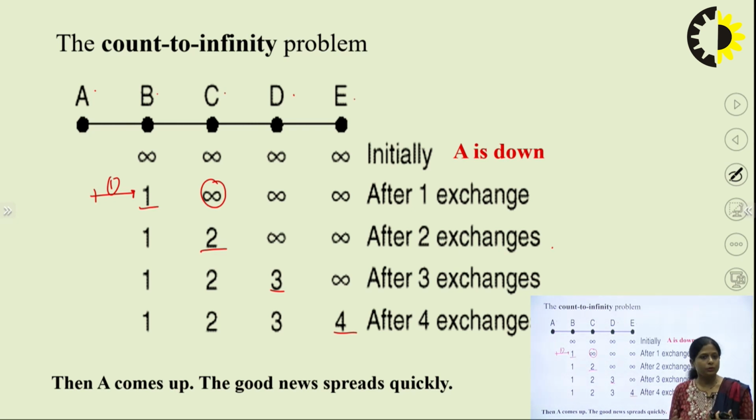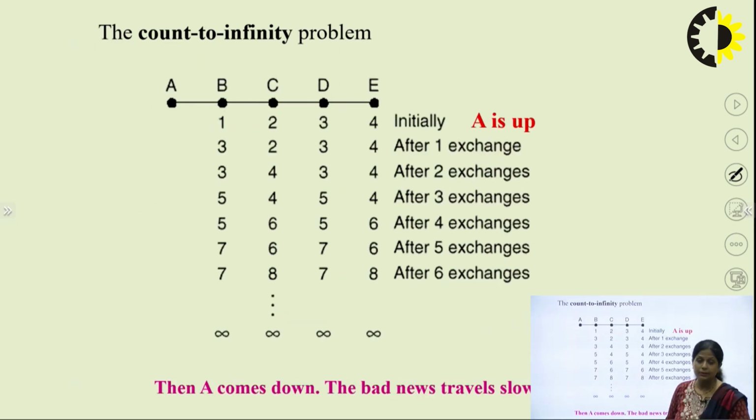A is up. That is good news for the neighbors. So we say the good news spreads quickly. But there is another problem. Suppose initially A is up, but later on A comes down. Now we say the bad news travels slowly. That means it is not known to each and every participating router that A has come down.